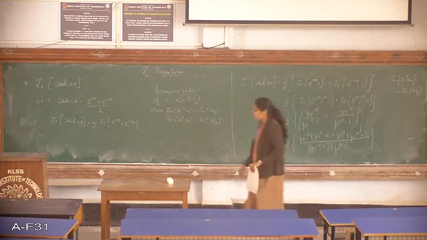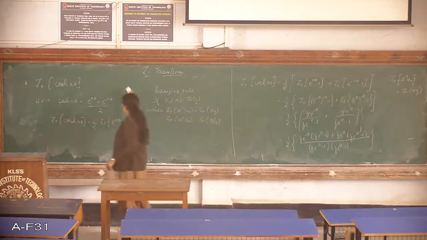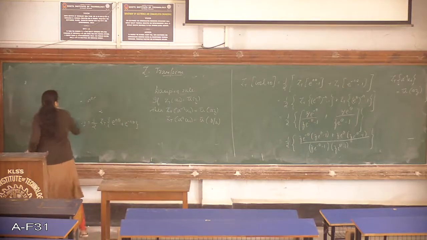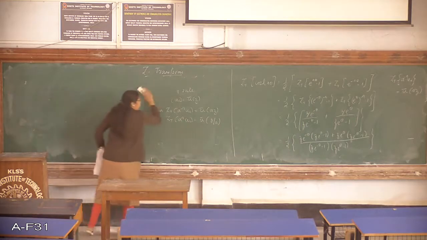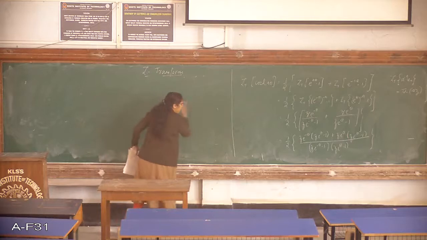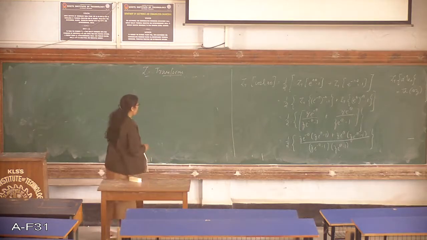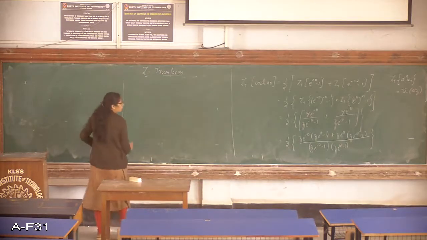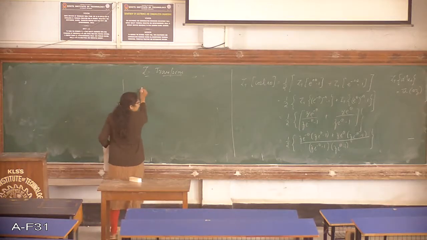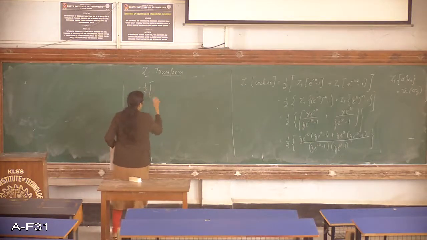And then we have gone for the simplification. So to proceed further with this, to continue, I'll be continuing over here. So this will be equal to half times. Now let us go for the simplification.